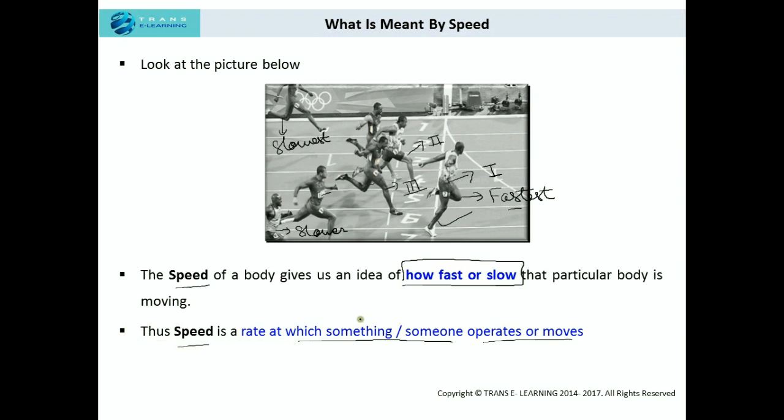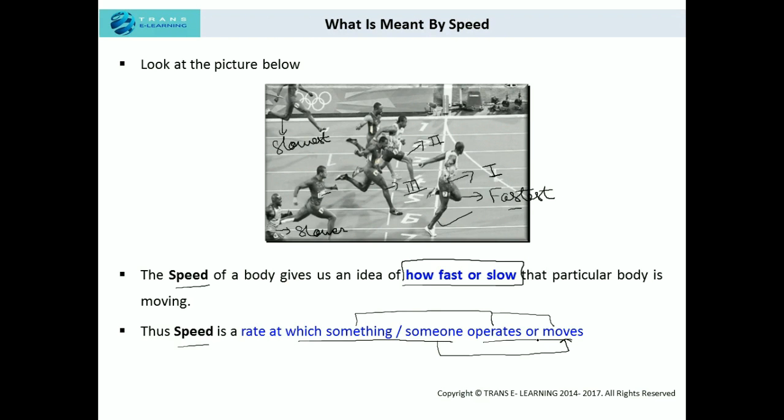When we are talking about a non-living object, we can use the word something, operates, or moves. And when we are talking about living things, then we can use the word someone or moves. These are just general words to express it. Now we have understood the concept of speed.